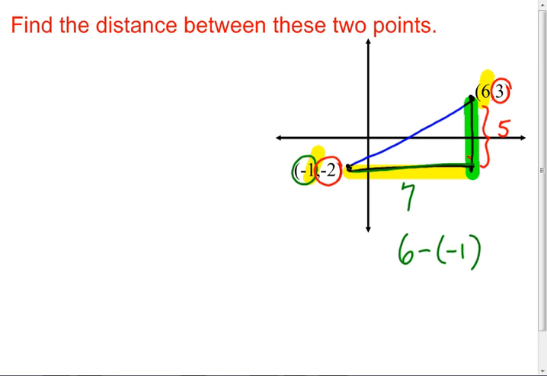Then we're going to use Pythagorean's theorem. Well, call that D. D squared equals 7 squared plus 5 squared. So D squared, what?